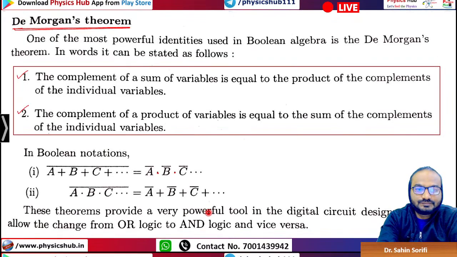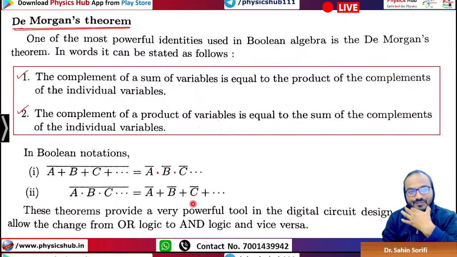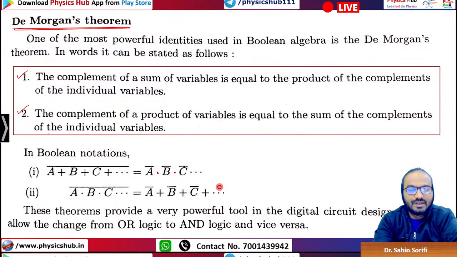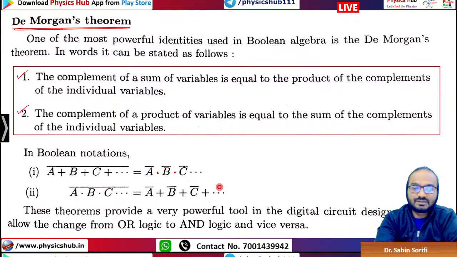Let me give you one problem. Just note down these two theorems. It will be a practice for you. The complement of a plus b plus c and so on is equal to a complement dot b complement dot c complement and so on. The complement of a dot b dot c is equal to a complement plus b complement plus c complement and so on.